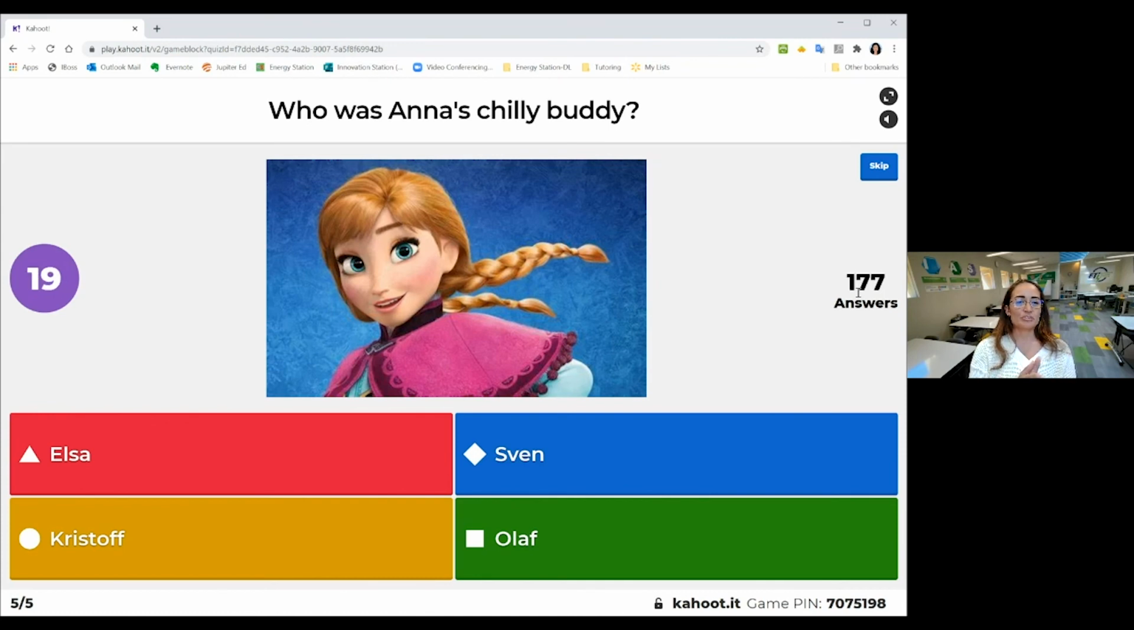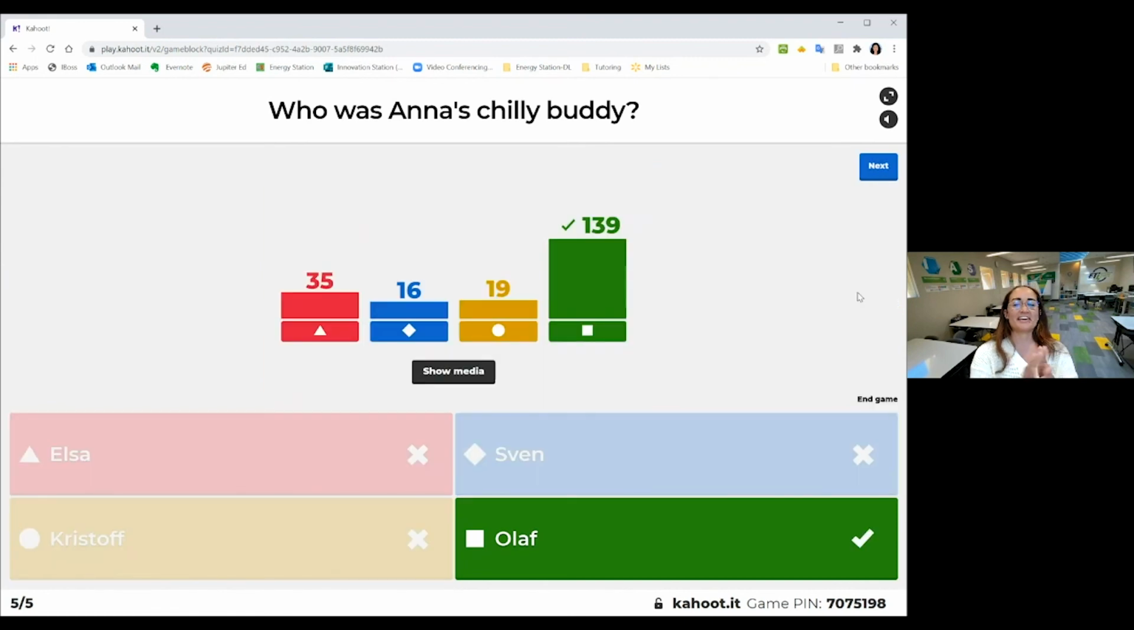All right, maybe we can cue some music. Who's gonna sing? All right, who was Anna's chili buddy? Elsa? Sven? Kristoff? This could put someone in the lead just by getting this answer right. Or was it Olaf? And over 200 answers coming in with 3 seconds left. All right, yay, we have some Disney fans. We know it was Olaf, our buddy.